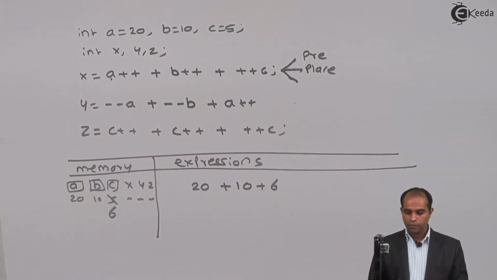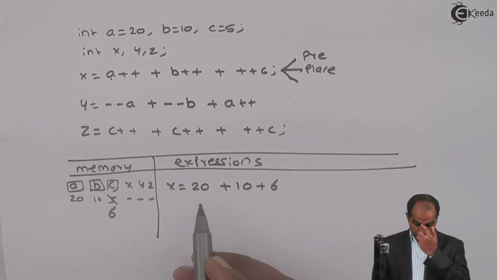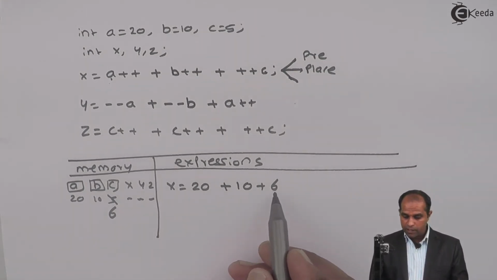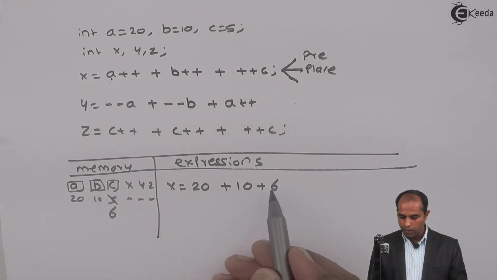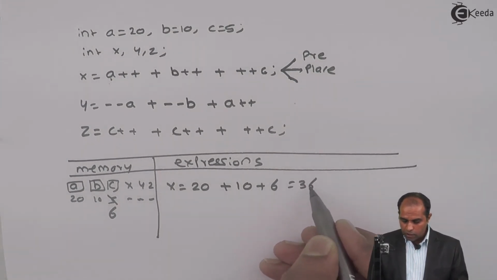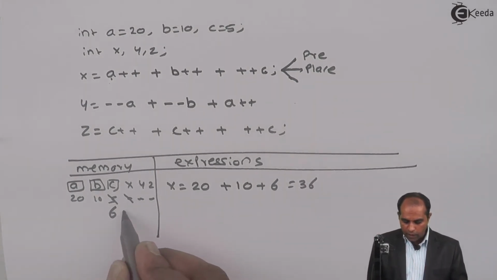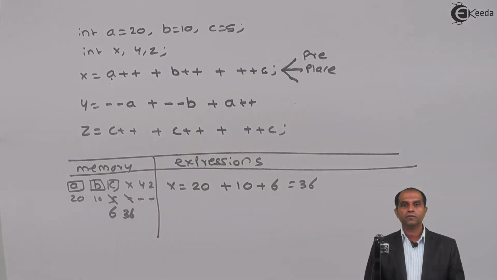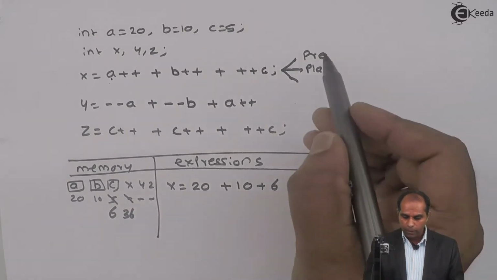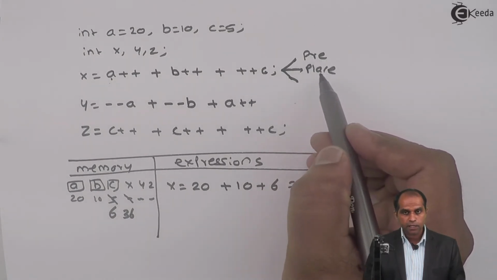Solve this particular expression. So this expression will store the result into X. So A is 20, B is 10 and C is 6. So 20 plus 10 plus 6 is 36. So this goes into x. Modify the garbage value of x to 36. Right? So first step is to say pre and second step is to place.